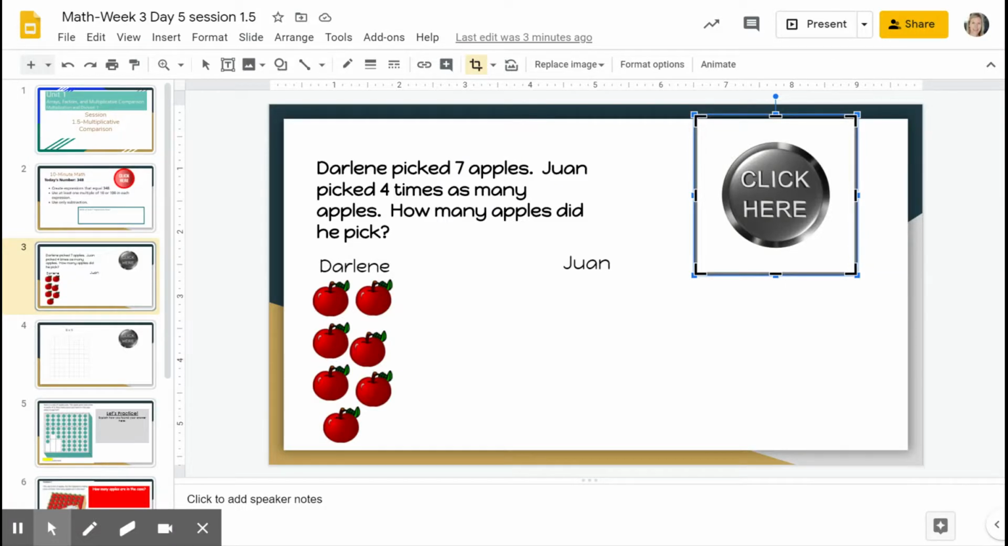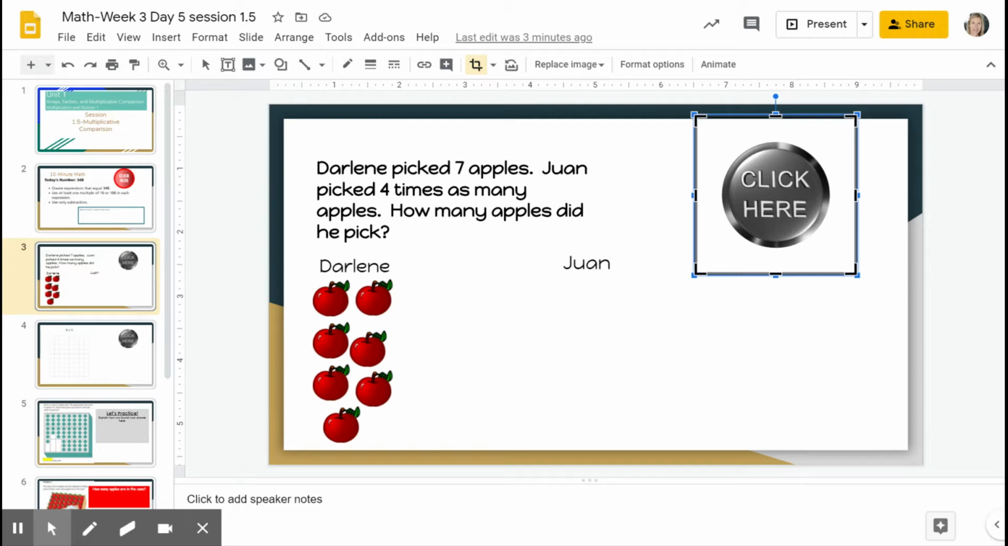For today's lesson, we are going to be talking about multiplicative comparisons. I know that's a big word, but I bet it sounds familiar to you. Multiplicative sounds like multiply. So keep that in mind while we look at this lesson.